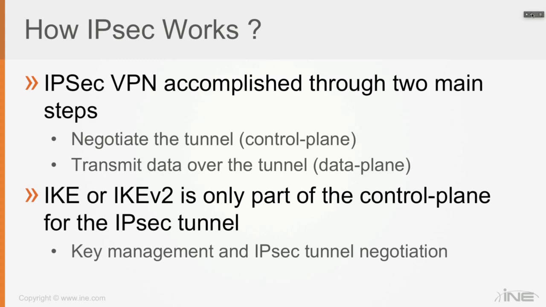Now again, just to make sure it's clear for everyone out there, IKE or IKEv2 is only part of the control plane process for the IPsec tunnel, because it's a framework to define how the negotiation happens and how the VPN peers should end up with the secure keying material to then secure the data plane. So IKE and IKEv2 have no responsibility in phase 2, which means actually transmitting data over the IPsec tunnel.